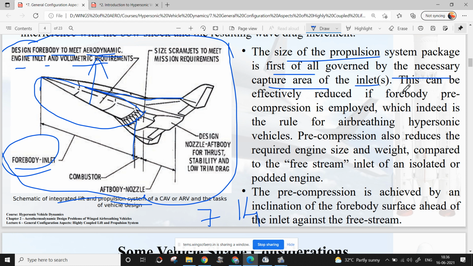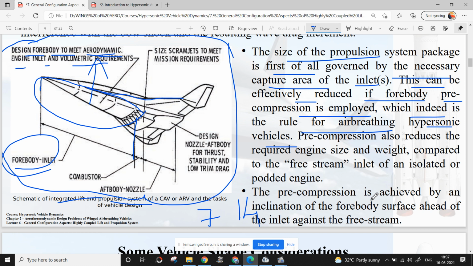So this capture area can be achieved if forebody pre-compression is employed. What is meant by pre-compression? Before entering the inlet, we need to do the compression. So they are using the term pre-compression, which indeed is the role of an air-breathing hypersonic vehicle. That is the basic thing of the propulsion system. I hope you have already learned how the ramjet and scramjet engines work. We need to do the pre-compression even in the ramjet engine configuration.